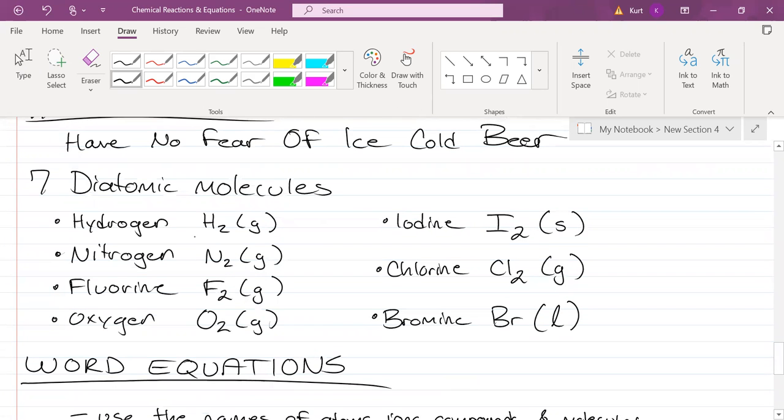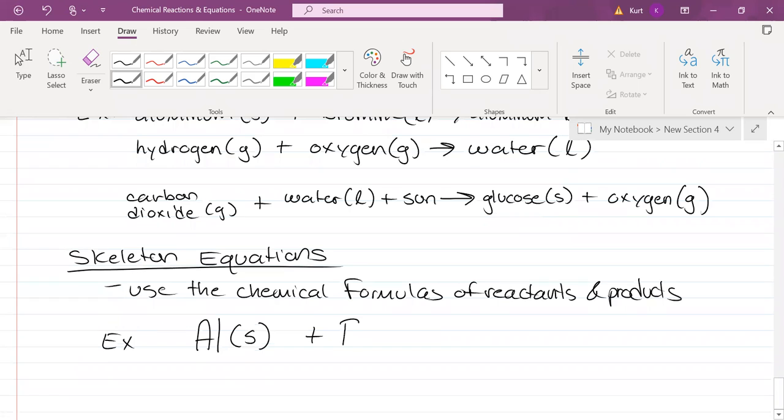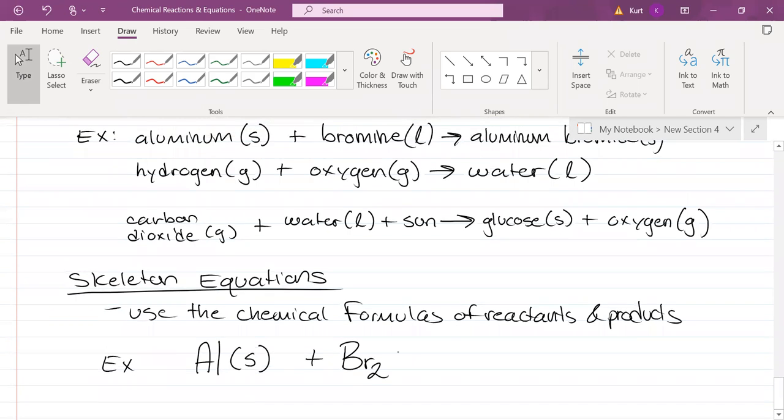What? Seven diatoms. Di means two. You do Br2. Oh, Br2. My bad. Br2. And what state is bromine in? Liquid. It is the only diatom that's a liquid at room temp.